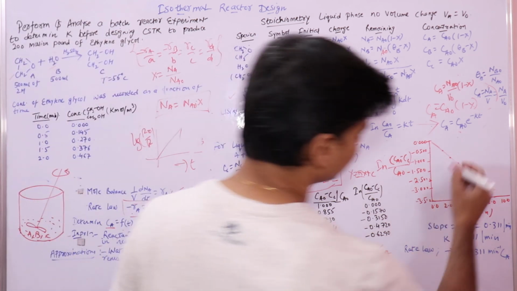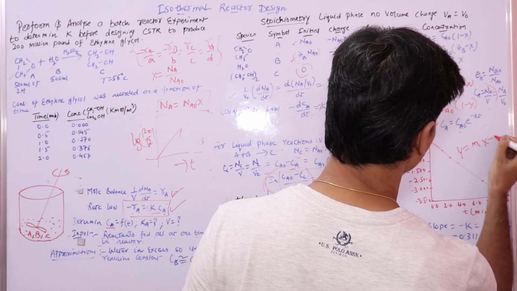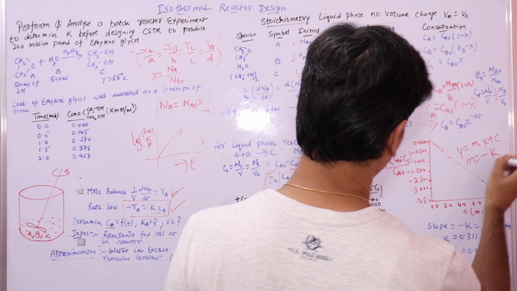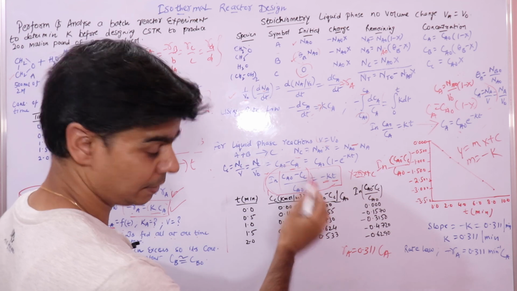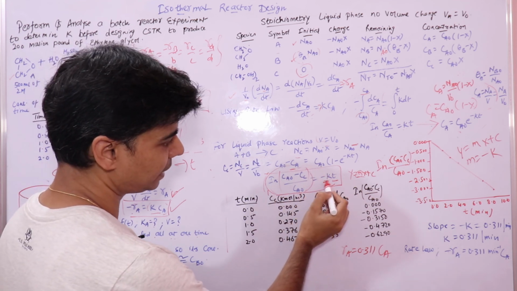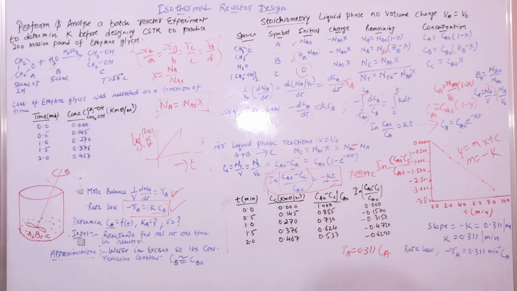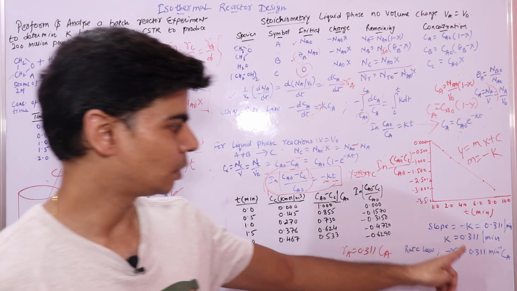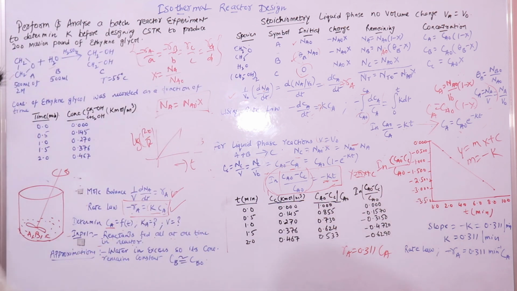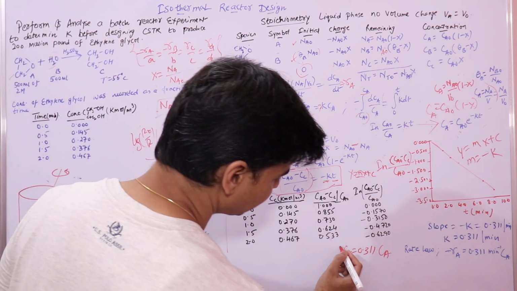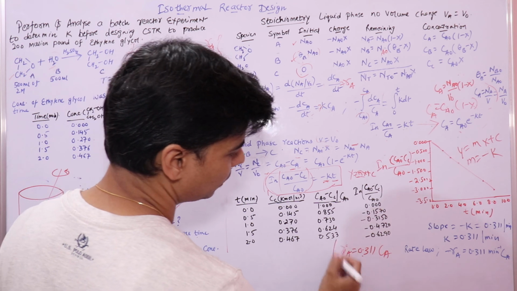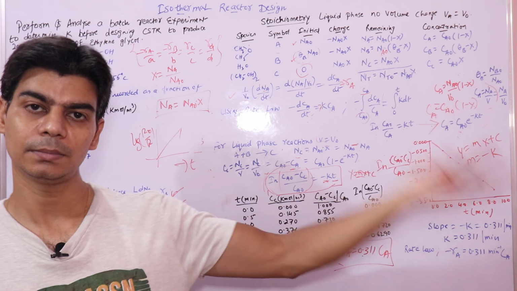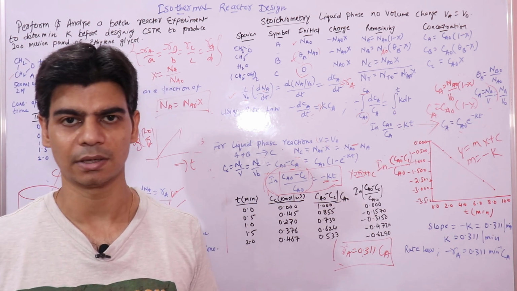This straight line is of the form y equals mx plus c, so the slope is minus k. From here you can find the value of minus k. It comes out to be 0.311. So this value can be put in the rate law expression, rA is equal to 0.311 CA. You can now put this in the design equation of CSTR.